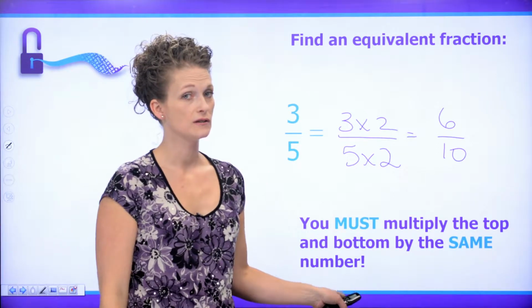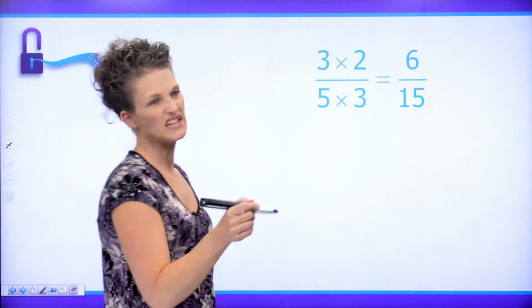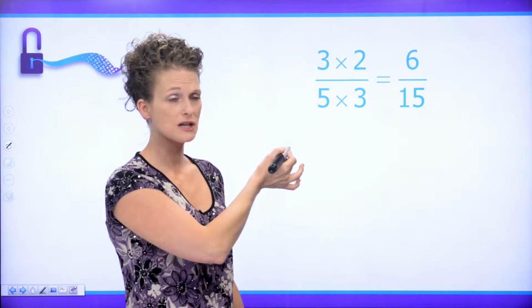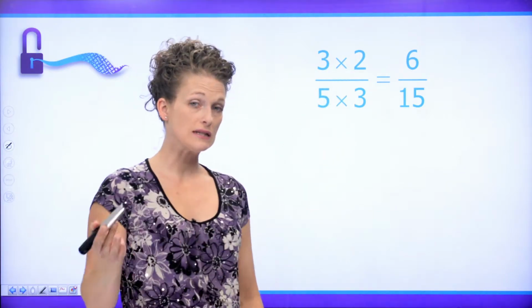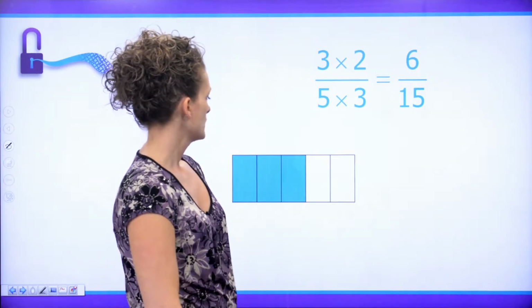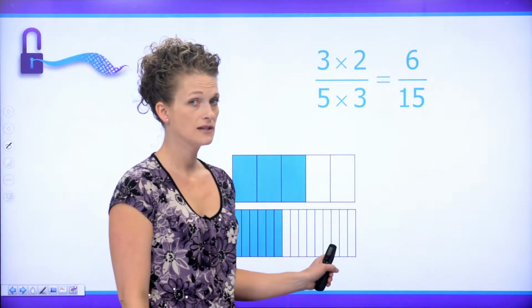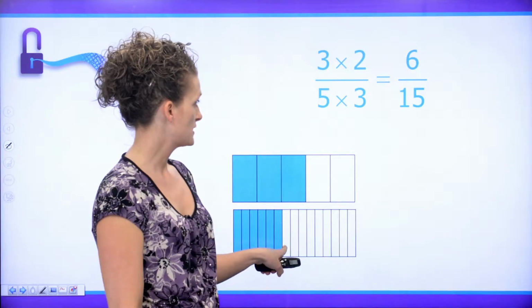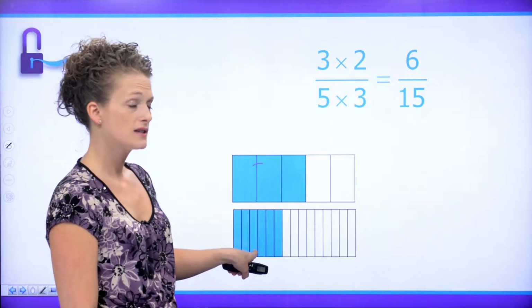Now this is important. You have to multiply the top and the bottom by the same number. Here's why. Let's say I just decide I don't want to follow those rules. I can find my own equivalent fraction by multiplying the top by 2 and the bottom by 3. So 3 times 2 is 6, and 5 times 3 is 15. So here I have 3/5. Same size rectangle. The top is divided into 5 parts. The bottom is divided into 15. So this is 3/5. This one is 6/15.